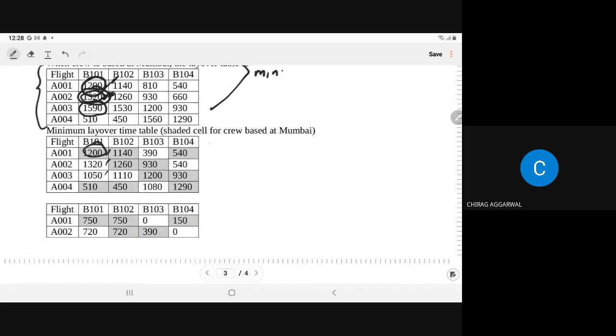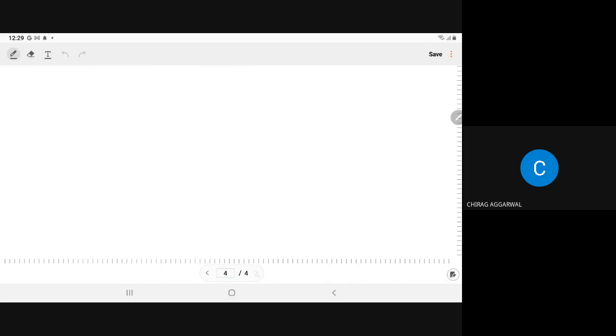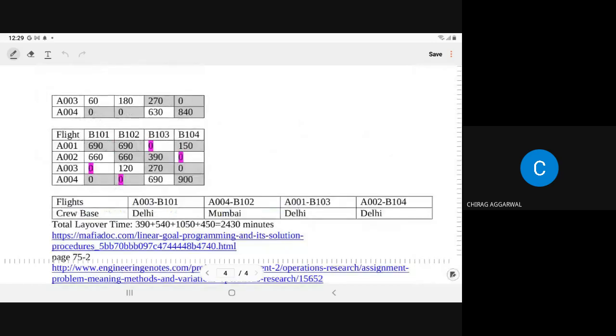Now you apply the Hungarian method for the assignment problem. We first find the minimum in the row and subtract. Then subtract from the column. So the minimum is 390. When we subtract 390 from all, then we subtract the column minimum, right? After that we have the following table, after subtracting the row minimum and column minimum. So this is your optimal cell.